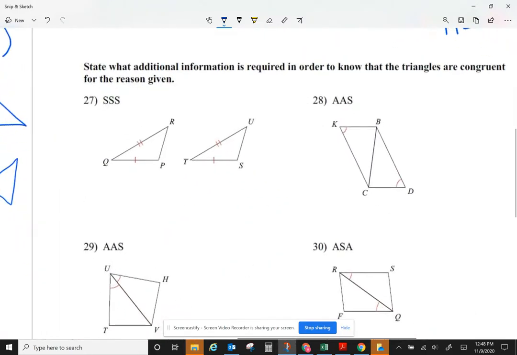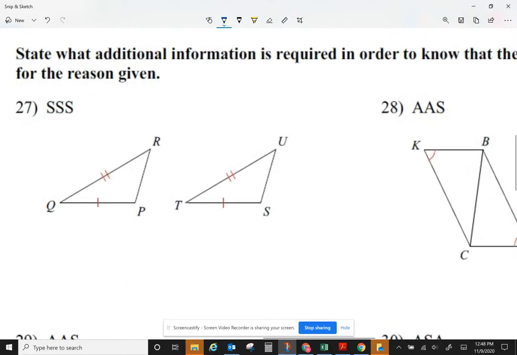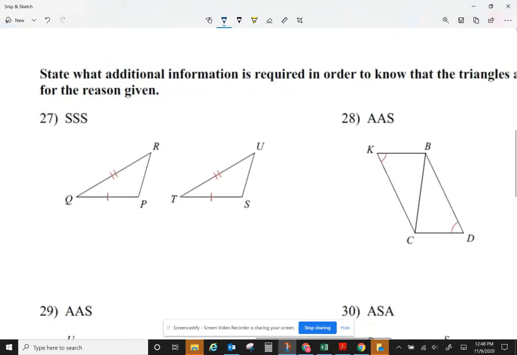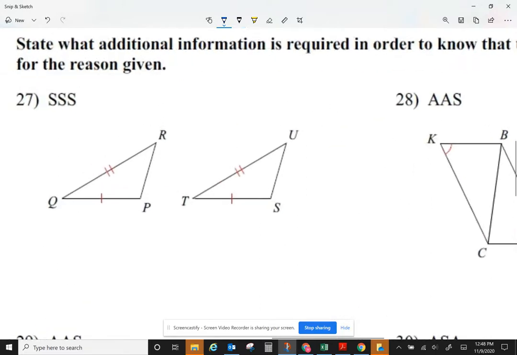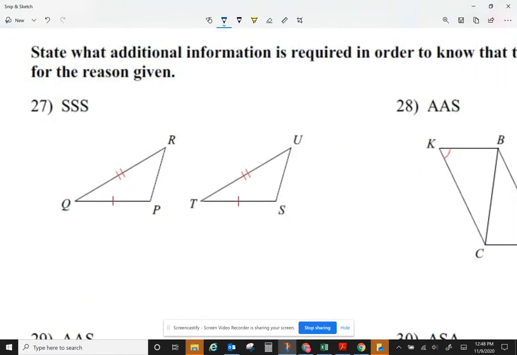All right, now let's take a look. State what additional information is required in order to know that the triangles are congruent for the reason given. I want this triangle to be side, side, side. I want all three sides marked. From the three marks you're supposed to have, two of them are given. You're missing one of them.